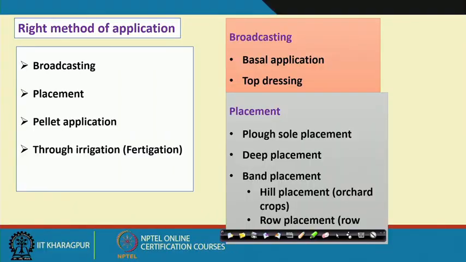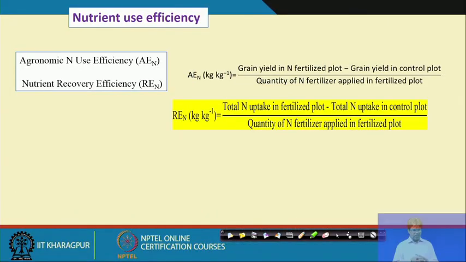So, finally, we need to calculate the fertilizer use efficiency, in terms of agronomic N use efficiency or nutrient recovery efficiency. The agronomic N use efficiency is the grain yield in the N fertilized plot minus the grain yield in the control plot where fertilizer is not applied, divided by the quantity of N fertilizer applied in the fertilized plot. Similarly, the recovery efficiency you can calculate as the total N uptake in the fertilized plot minus the total N uptake in the control plot, divided by the quantity of N fertilizer applied in the fertilized plot. I can give a small example here of how to calculate this.